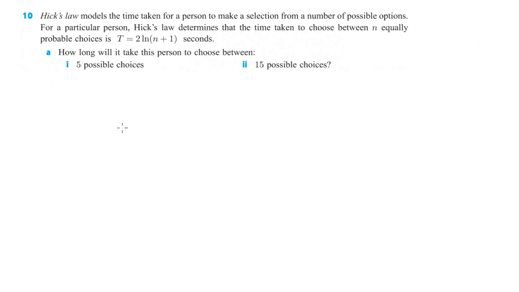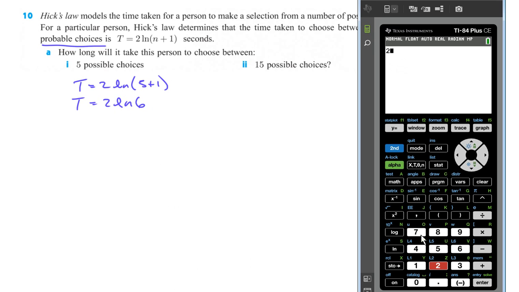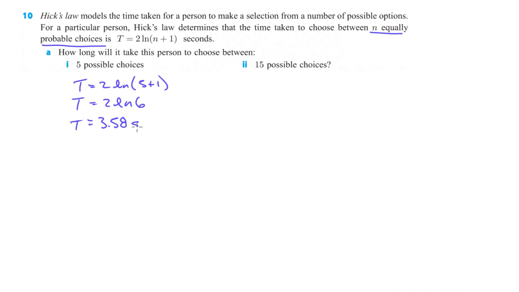Okay? Number 10, Hick's law models the time taken for a person to make a selection from a number of possible options. For a particular person, Hick's law determines that the time taken to choose between n equally probable choices is t equals 2 natural log of (n plus 1) seconds. How long will it take this person to choose between 5 possible choices? N is the equally possible choices, so we're just going to plug in 5 for this n. So t equals 2 natural log of 5 plus 1, so t equals 2 natural log 6. We can plug this straight into our calculator, and we get 3.58 seconds.